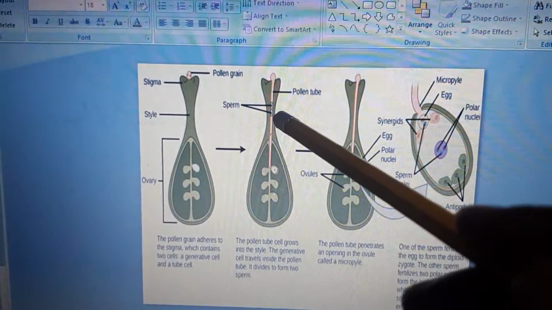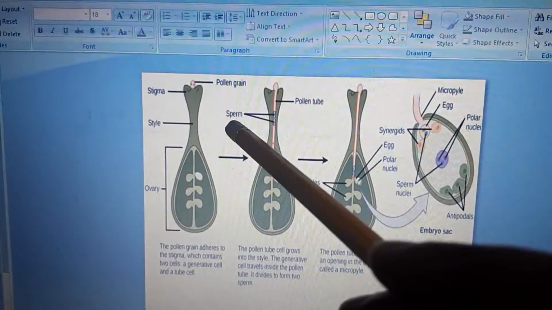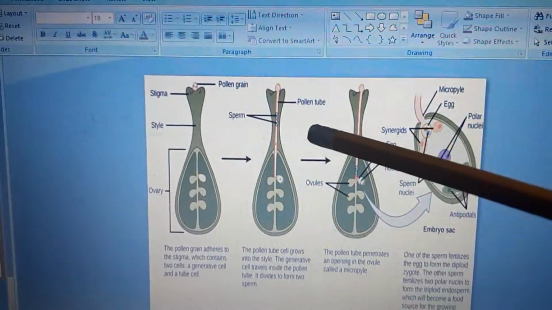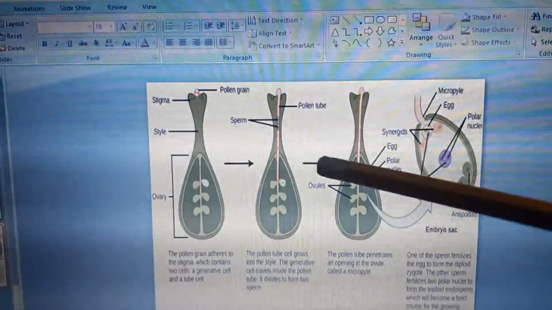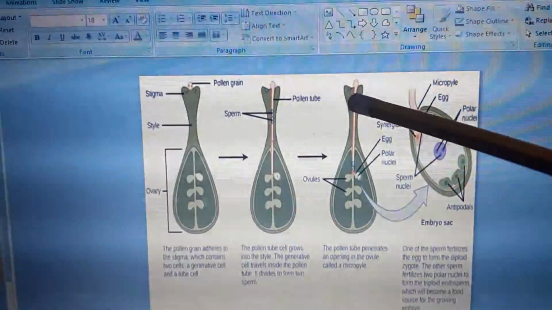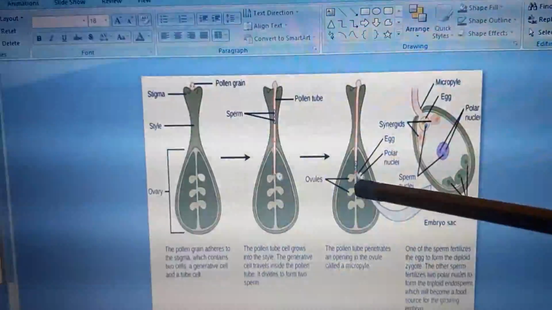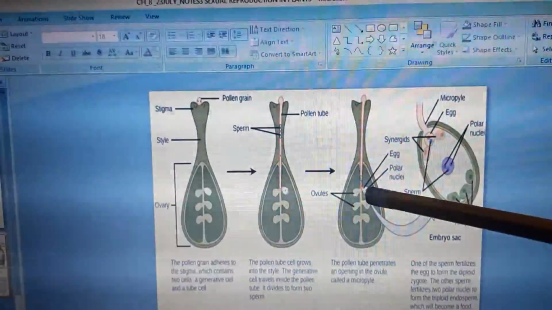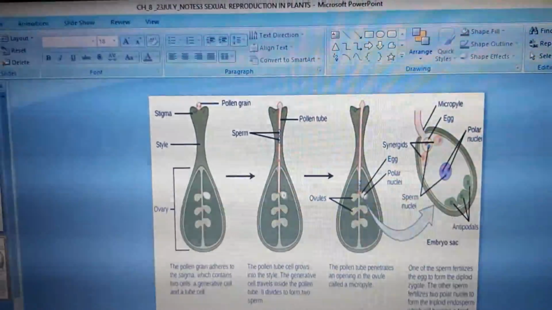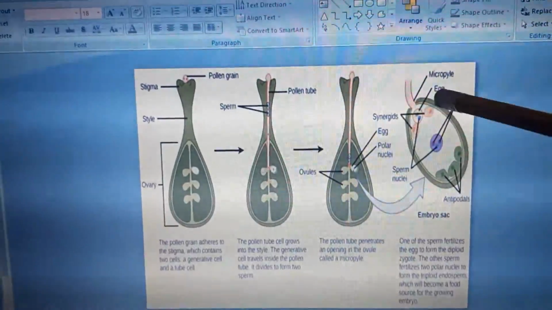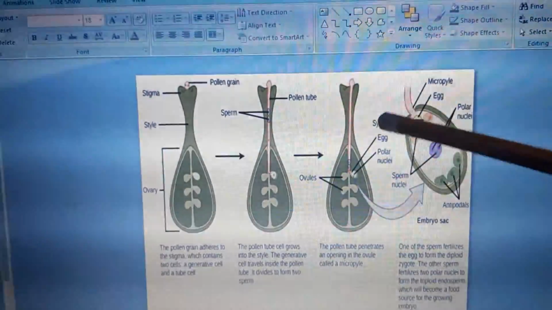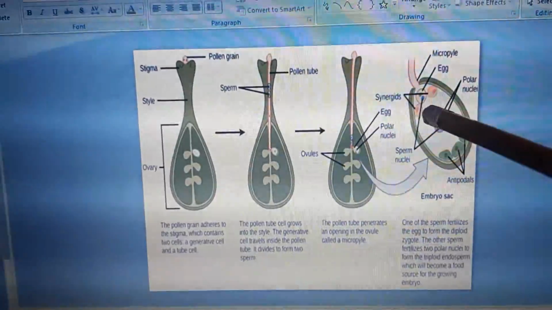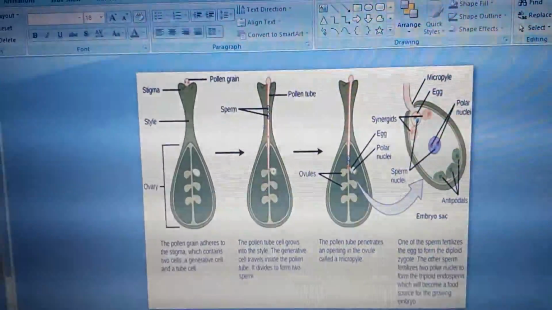It has two male gametes, also known as sperm cells. We have two sperm cells in one pollen grain. Later on, when the pollen tube reaches the ovule, these sperm cells fuse with the ovule present inside the ovary. Then there is formation of the embryo sac. In the embryo sac, double fertilization usually occurs in angiosperms.